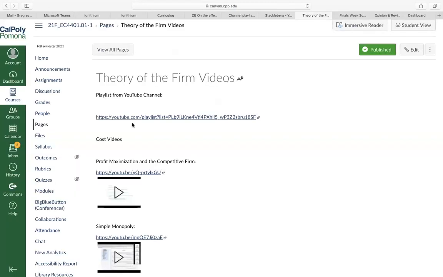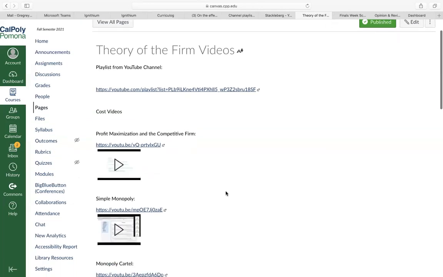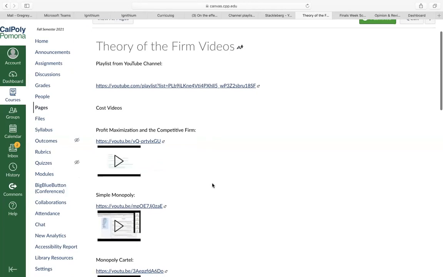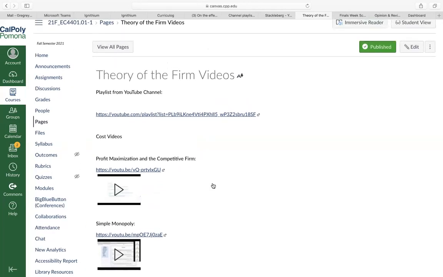And all of these things here are in the same order. I'm going to go back. So now you can see the module on Canvas, right? So that was the general playlist. Can you see it now, Brian? I just want to make sure that everything. Yeah, you're talking about looking at the theory of the firm videos, right? And then seeing the videos here?